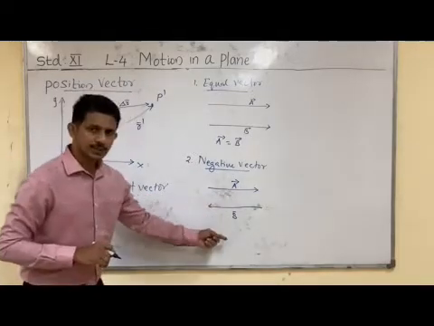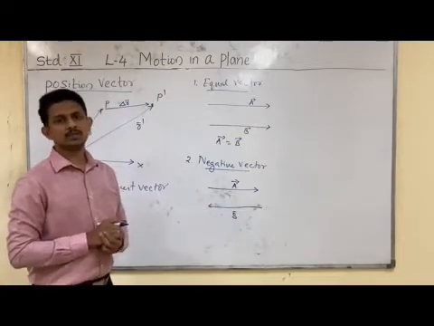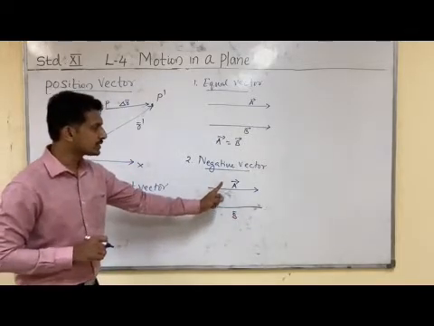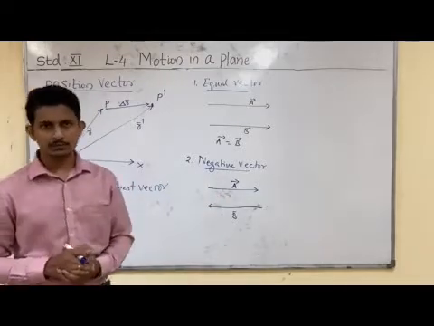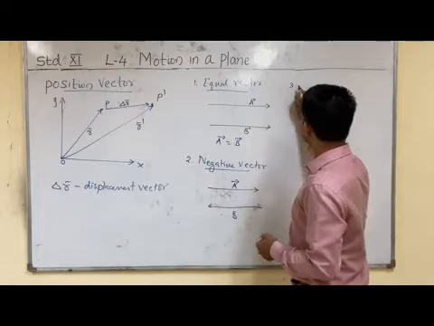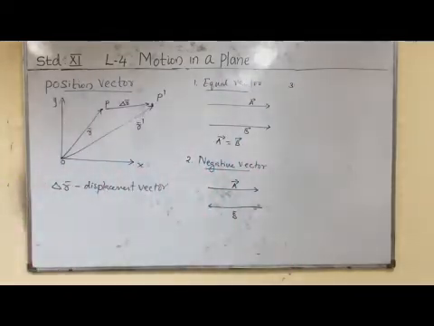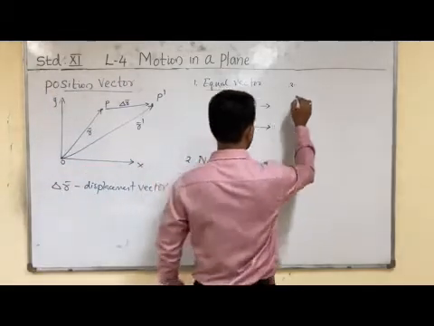So there are two vectors which have equal magnitude but are in the opposite direction. Such types of vectors are known as negative vectors. Then there is a third type of vector, one more type of vector, that is the unit vector.